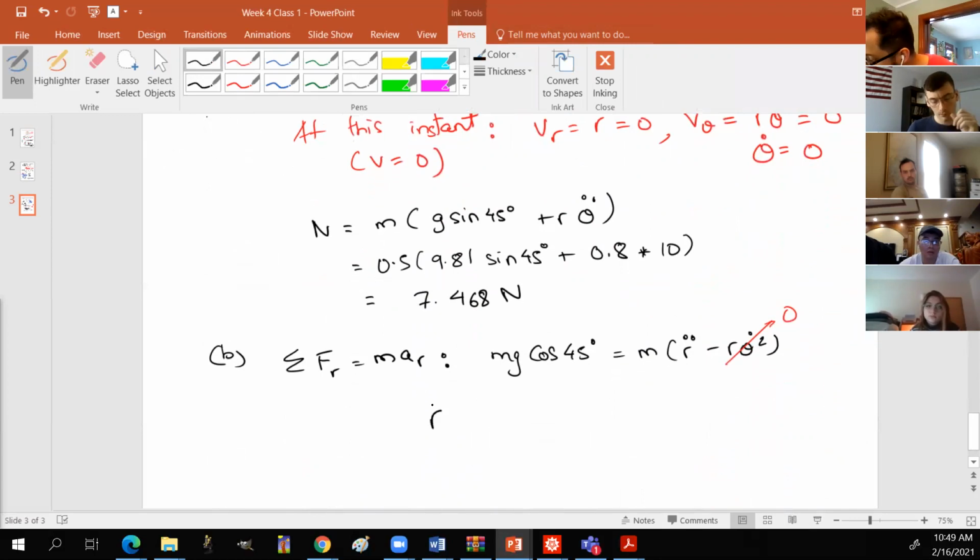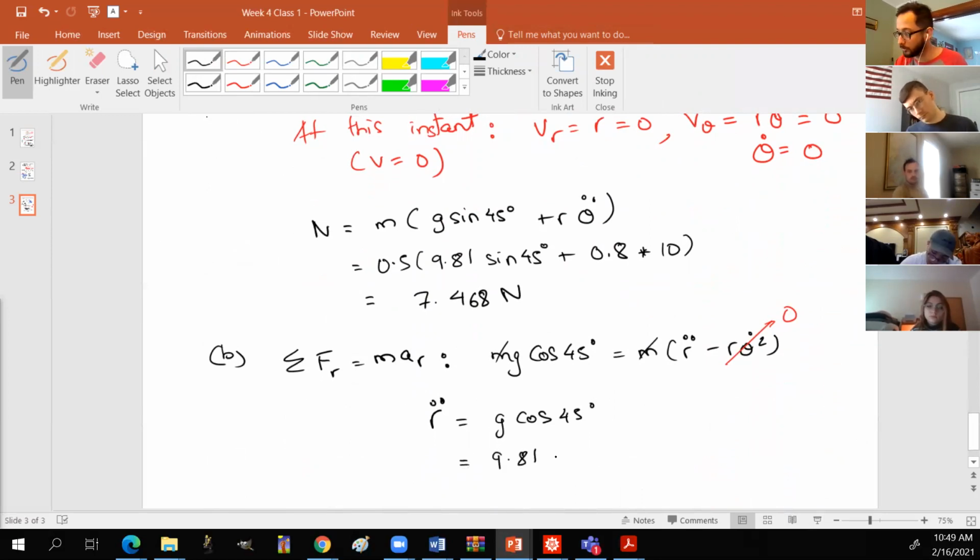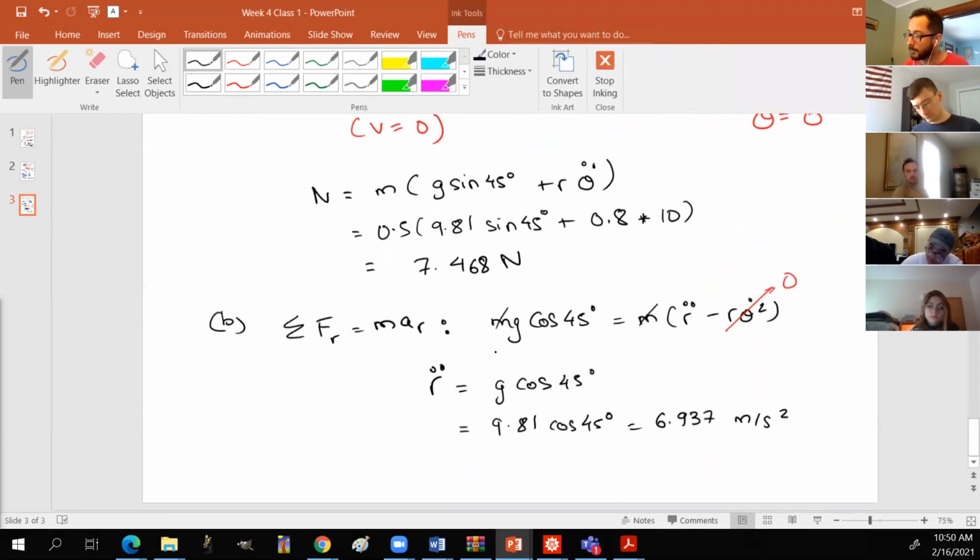So r double dot is equal to, does the m cancel out? Yep. So we get g cosine of 45 degrees, and this turns out to be equal to 9.81 times cosine of 45 degrees, which is equal to 6.937 meters per second squared. So the acceleration of B relative to the rod is equal to r double dot. That's going to equal 6.94 meters per second squared.